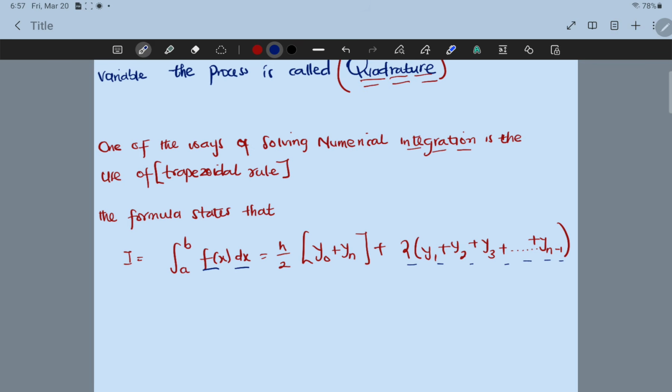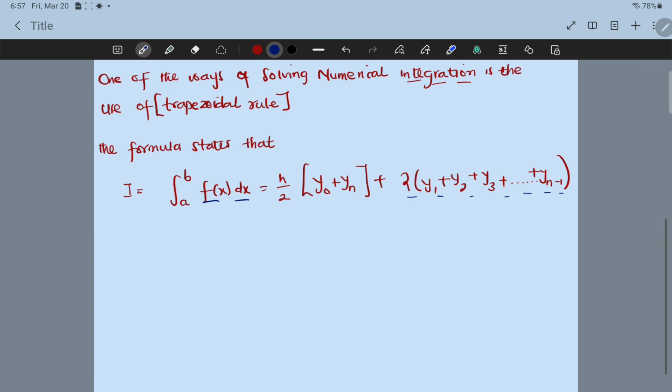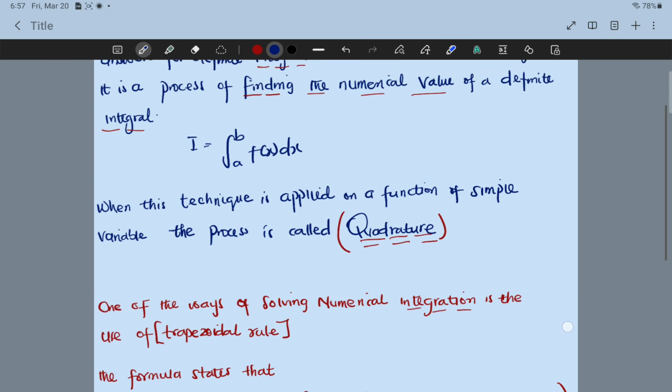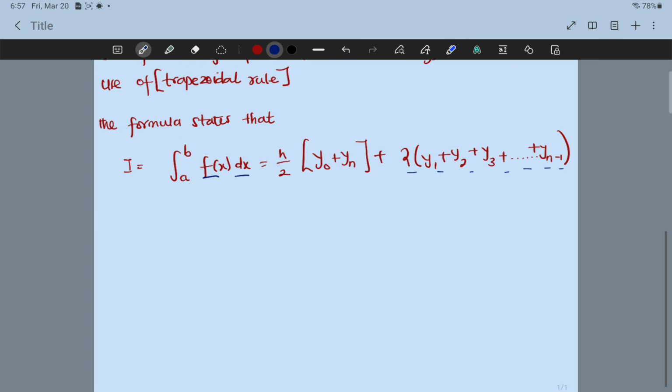Is that okay? All right, so without wasting much of your time, we'll be going quickly to the calculations. So we want to cite an example. Example 1. You might want to write that down quickly.